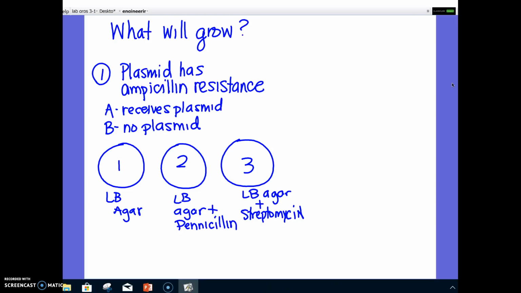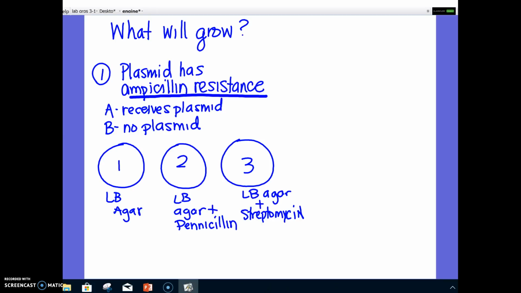They're going to tell you what the plasmid has, and then they're going to ask you which of these plates might it grow on? In which of these situations would it grow? So here's sample 1. The plasmid has ampicillin resistance. In other words, the DNA in the plasmid contains a gene that would make whoever picks up that plasmid resistant or protected from the antibiotic penicillin.